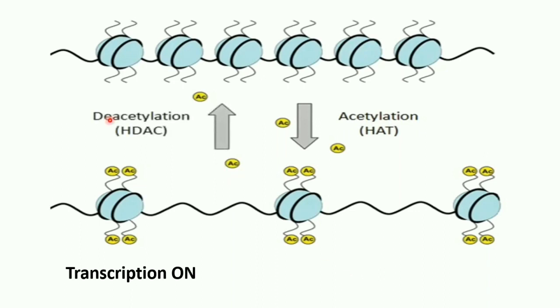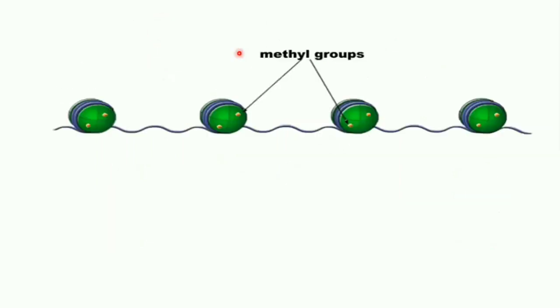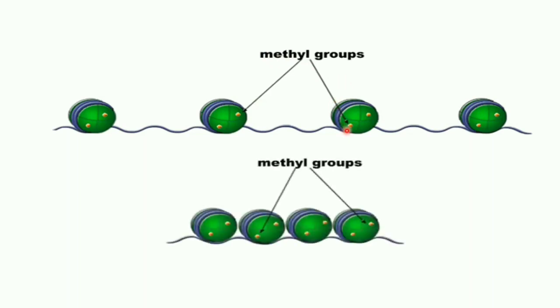While, as I said, with deacetylation, transcription is off. Then there is the methylation of DNA. Methylation of DNA will lead to inactivation of genes. Here it is euchromatin. When it is methylated, it is compact and forms heterochromatin. In the methyl form, because it is heterochromatin, the genes are turned off and transcription will not take place.